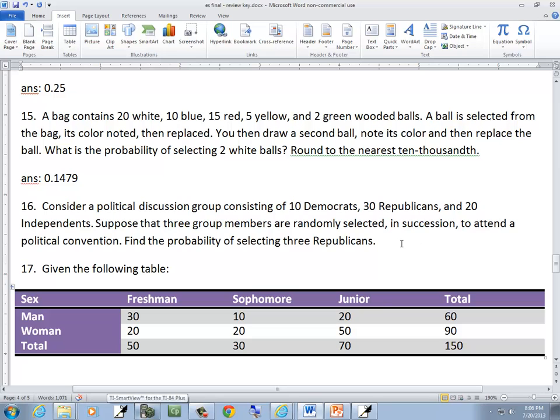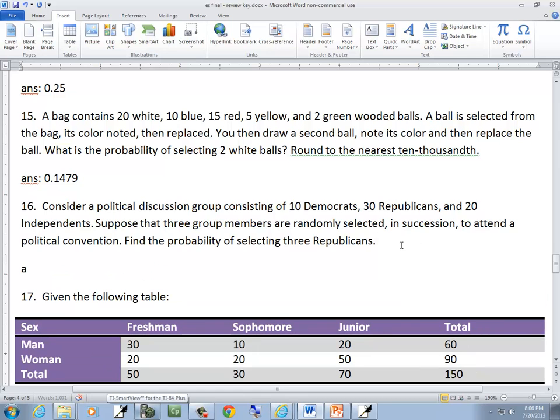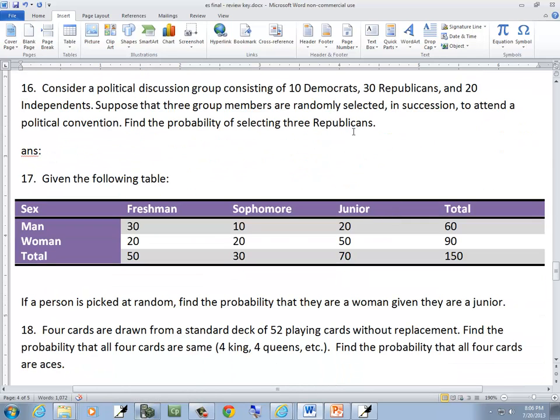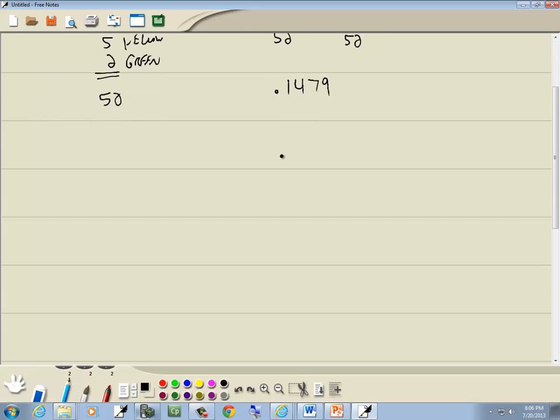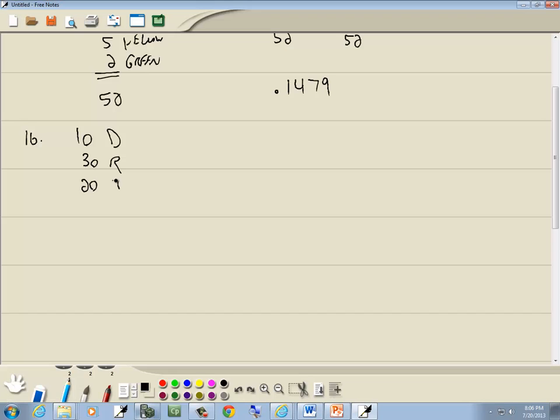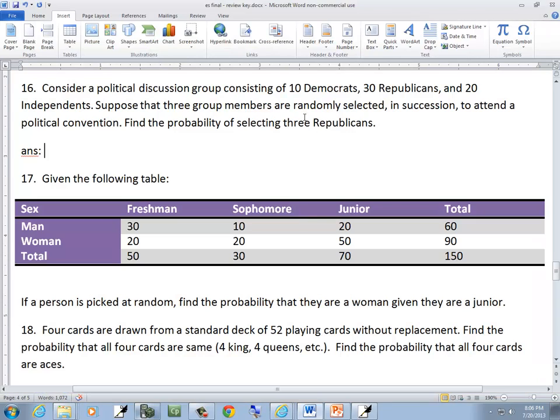Okay, let's look at number 16. Consider a political discussion group consisting of 10 Democrats. It's always good to write down what you're working with. 10 Democrats, 30 Republicans, and 20 Independents. Total, 60. Okay. Suppose 3 group members are randomly selected in succession to attend a political convention.